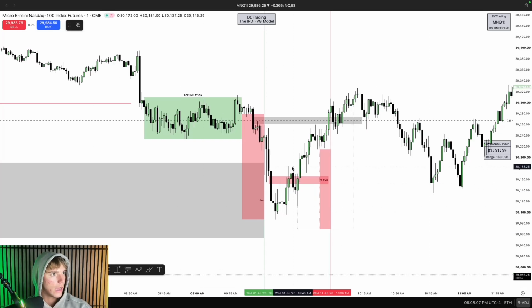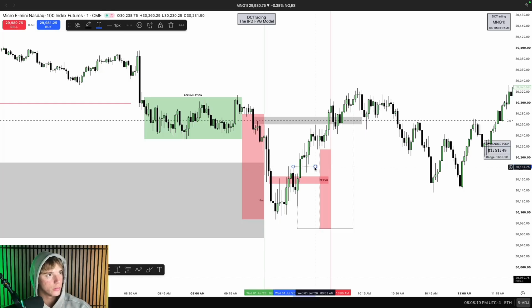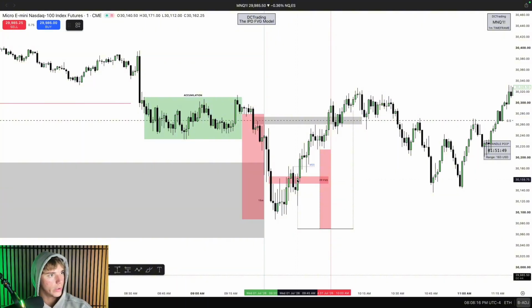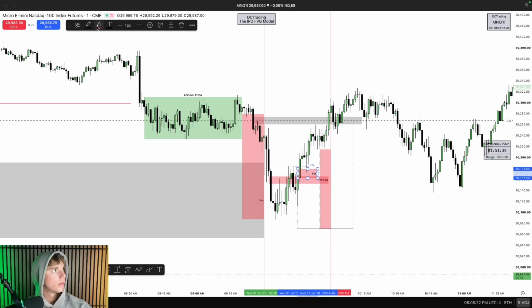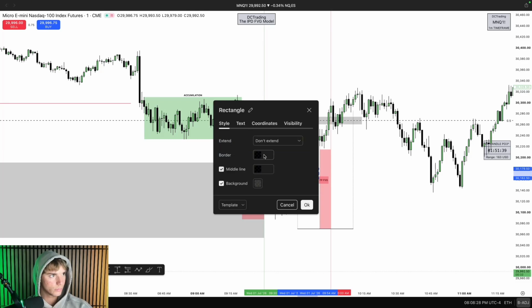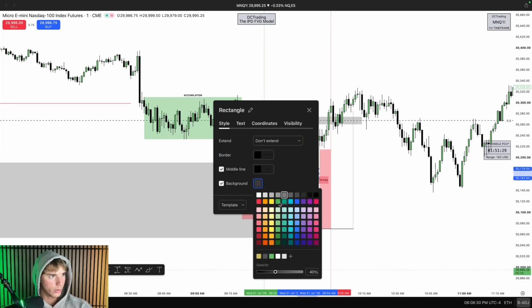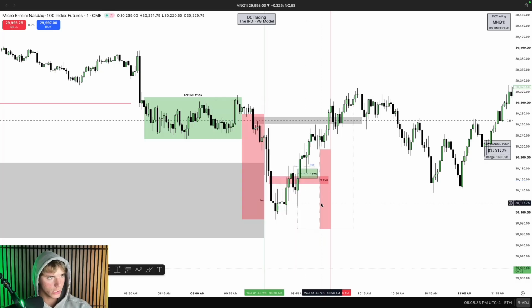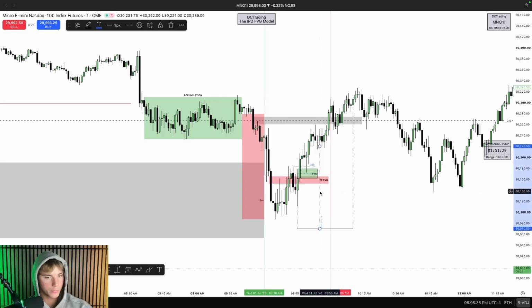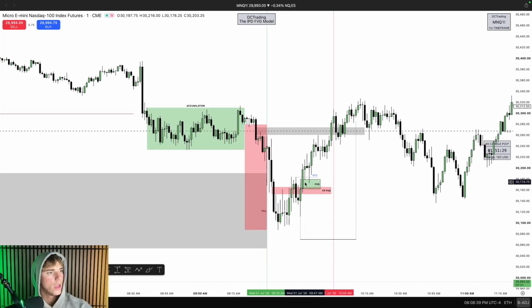Well, we have our market structure shift right here, along with a fair value gap. Make this gray, middle line, we'll make it green. And then we'll get rid of all this just because it's in the way. But we'll keep that macro time. We have our fair value gap going above this market structure shift high, along with a market structure shift. Okay. What else do we see?